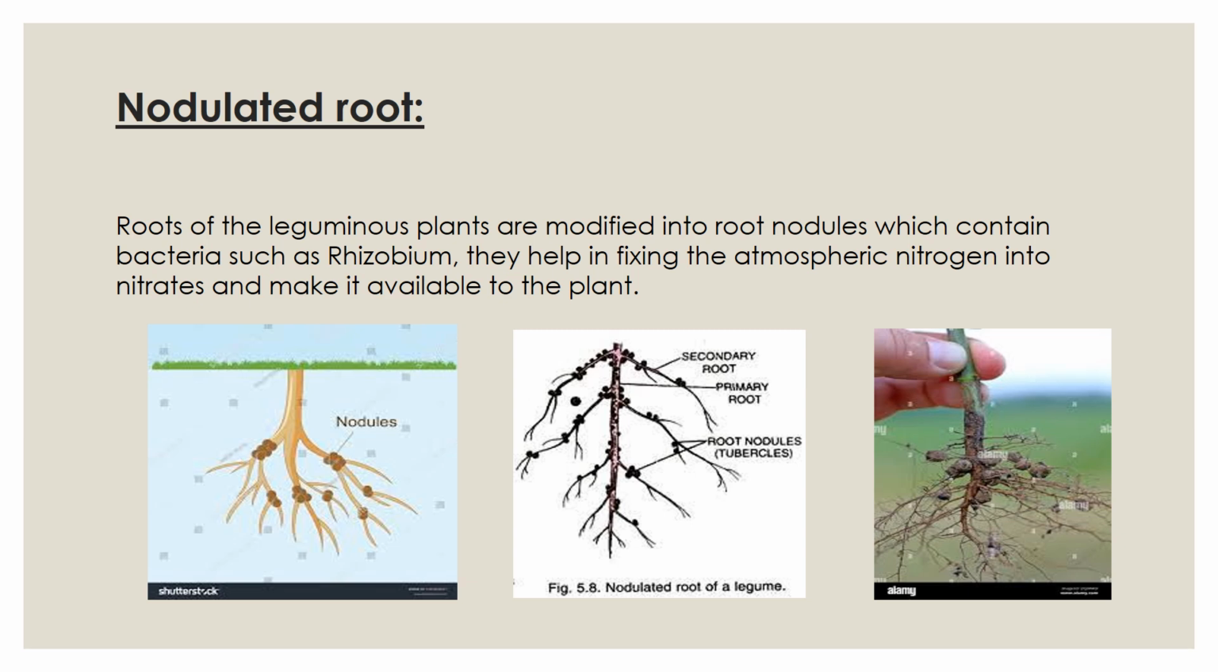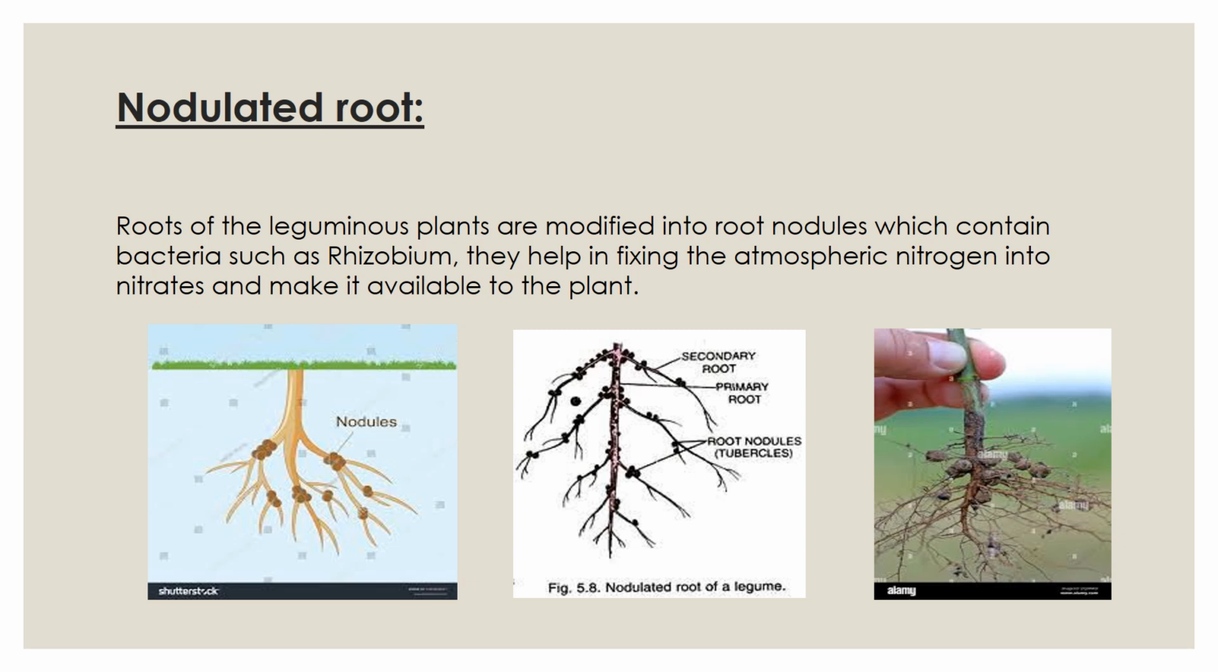Okay, another taproot modification is the nodulated root. We can find it in all leguminous plants, such as peanut, pea, and also clover. So the roots of these leguminous plants are modified into root nodules.